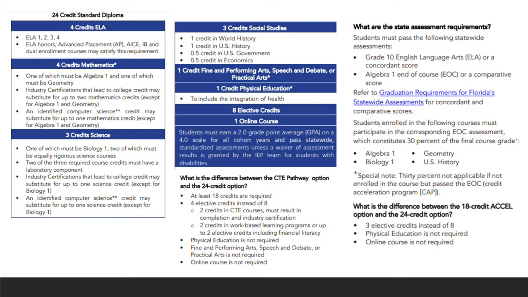And then a third diploma option is the 18 credit accelerated diploma. So you're gonna look at the standard 24 credit diploma requirements, okay? The only things that are eliminated here is instead of 8 electives, you only need 3. You don't need your health and PE, and you do not need the online requirement. All the diploma options are still going to require the state assessments for reading and math or earning a concordant score and GPA.